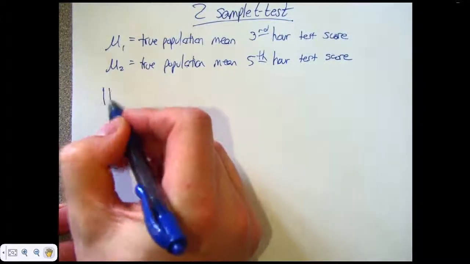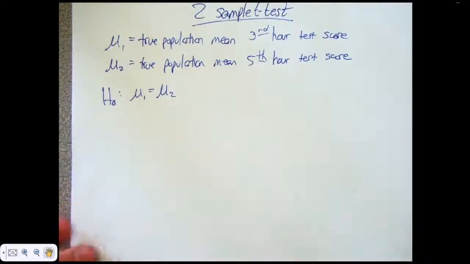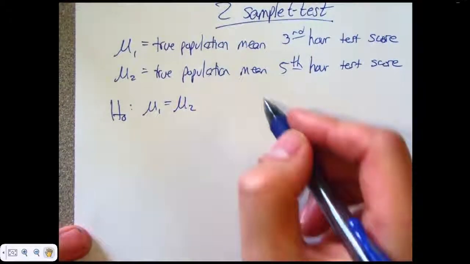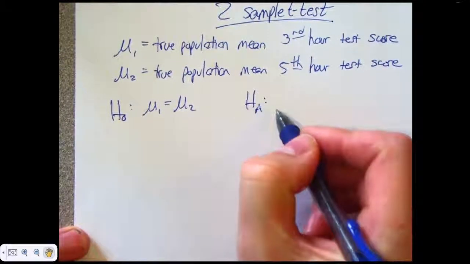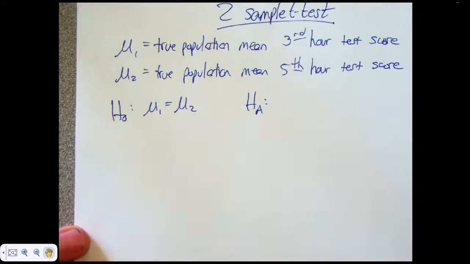And then H0. So I prefer to write it this way. You can do mu1 minus mu2 equals 0. There's nothing wrong with that. This just works better in my brain, but my brain's kind of goofy, so whatever works for you. And I'm going to say HA. Is mu1 less than mu2, greater than mu2, or different?